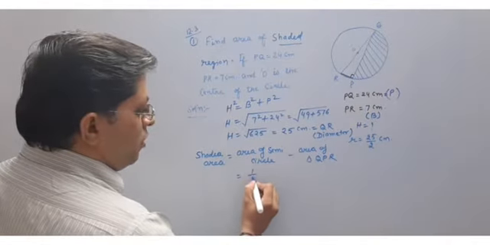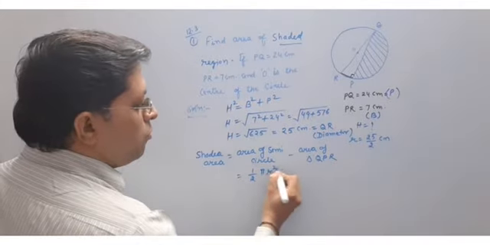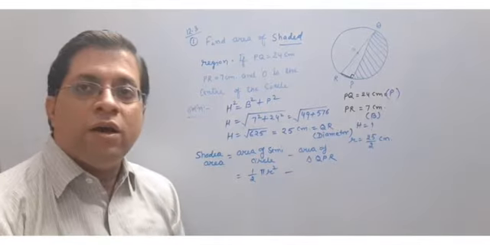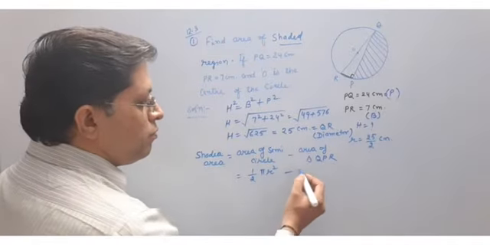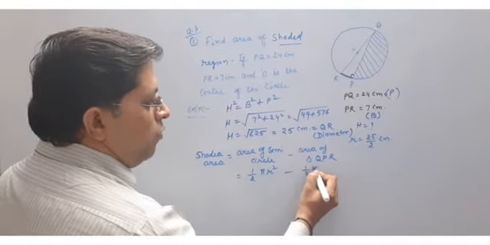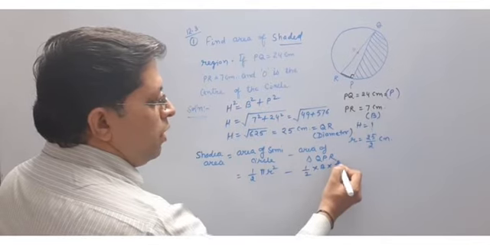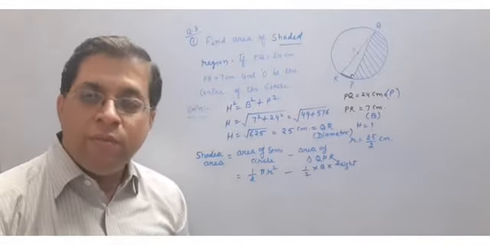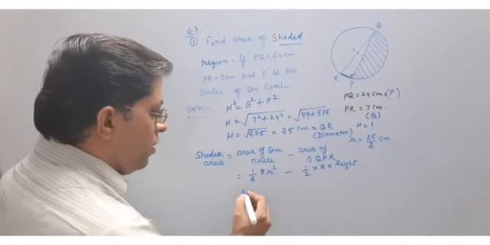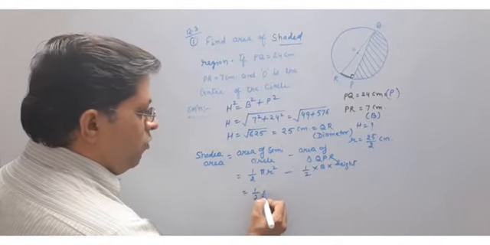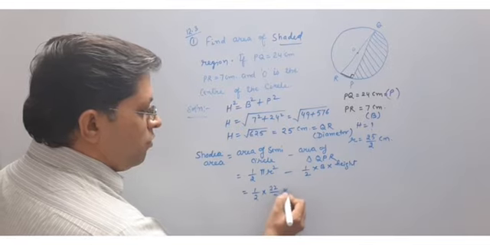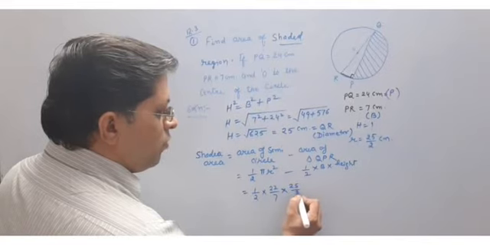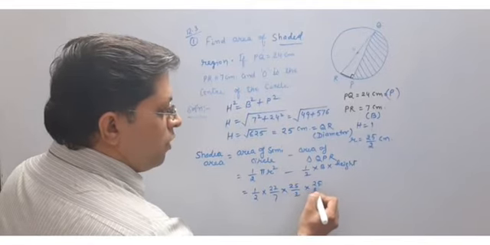What is the area of the semicircle? 1 upon 2 pi r square. Okay. And what is the area of triangle QPR? Half base into height. Height we can say perpendicular. Okay, so half, 22 upon 7. The radius is what? 25 upon 2 into 25 upon 2.